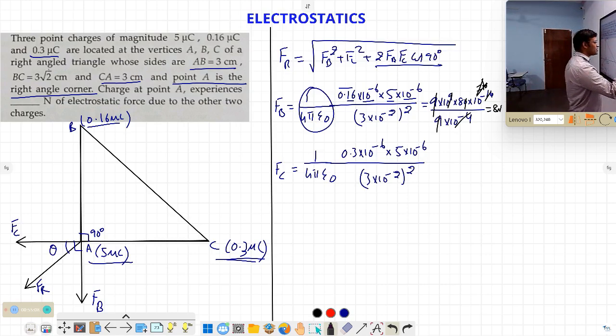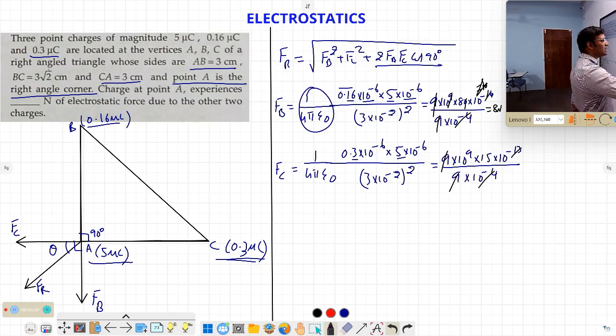Similarly, if you come across the case of this FC, that is 9 into 10 power 9 into, this is 3, 5 is 15, I can write 15 into, okay, 1 decimal, and this is 10 power minus 7 minus 6, that is minus 13 by 9 into 10 power minus 4. So here also same way, 9 gets cancelled, 10 power minus 4, how much is it? Minus 9 plus 9 cancel, you got 15 only, that is 15.